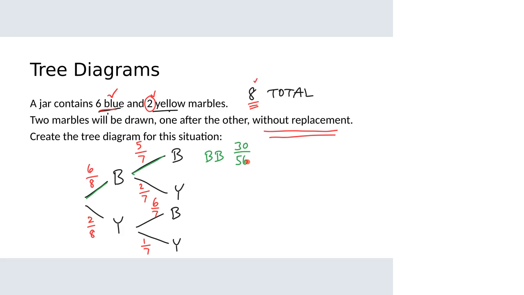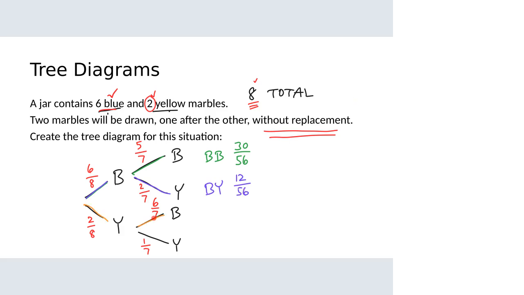We're going to do this same thing with every other path in the diagram. We could get blue followed by yellow, which would be these two probabilities multiplied together. 6/8 times 2/7. In the numerator, 6 times 2 is 12. In the denominator, 8 times 7 is 56. One thing that's really nice is our denominator is always going to be 8 times 7, so we're always going to have 56.